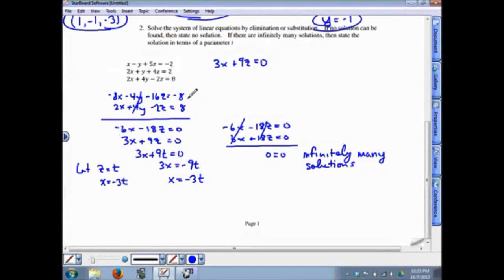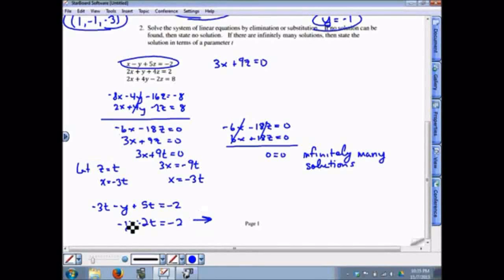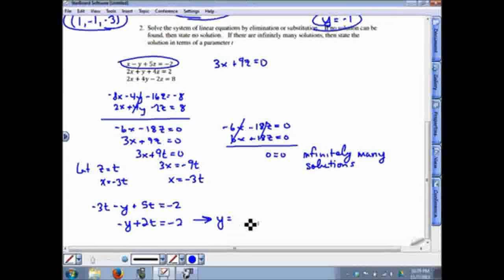And now we go back up to one of the original equations. Top one, for example, we need to solve for y. So if x is negative 3t, we're going to have negative 3t minus y plus 5t equals negative 2. Negative 3t plus 5t, that's 2t, so negative y plus 2t equals negative 2. So rearranging this slightly and getting y by itself would give the equation y equals 2t plus 2. So that's the final variable we needed, y equals 2t plus 2.